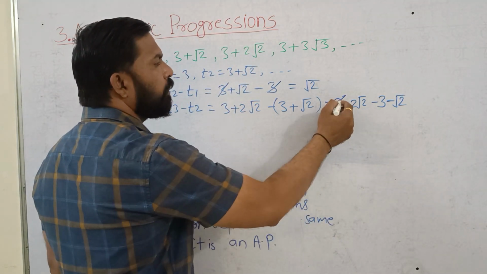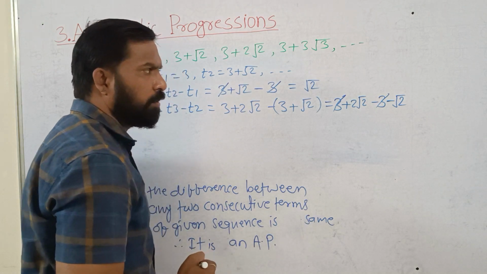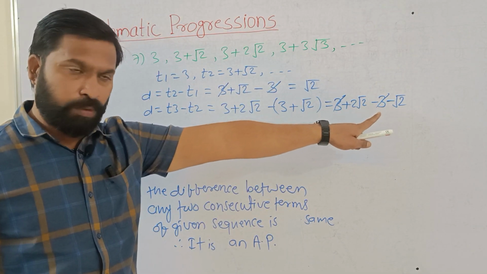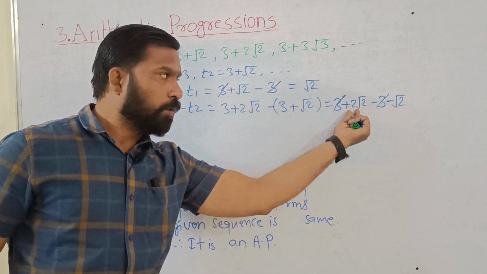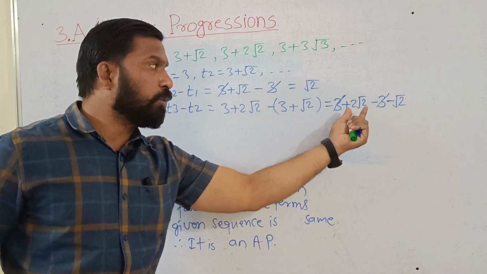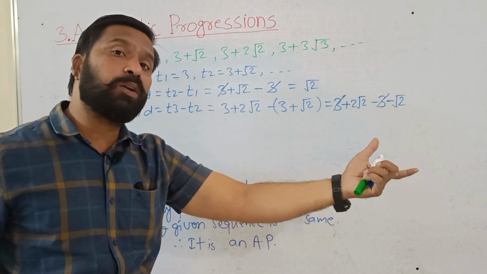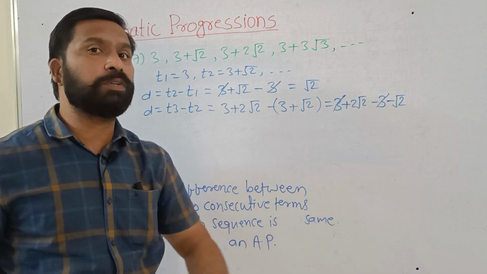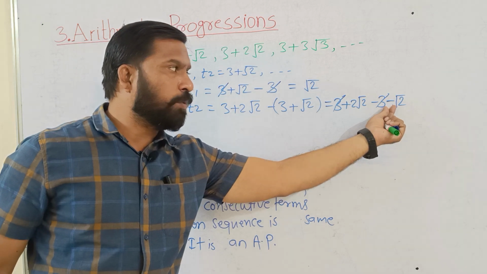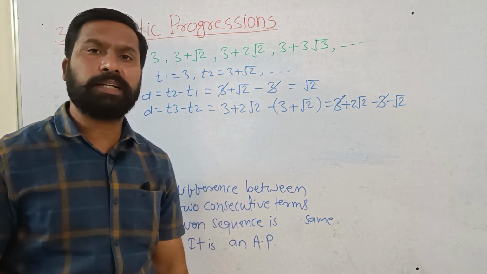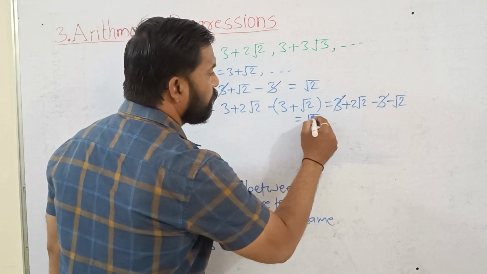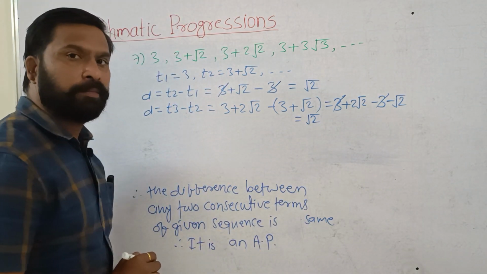What will happen? 3 will get cancelled. 2 root 2 minus 1 root 2. Its coefficient is 2 and its coefficient is 1. In surds, we don't add surds together, we add their coefficients together, we subtract their coefficients from each other. So 2 minus 1, 1 time root 2 means root 2. So its answer is also root 2.